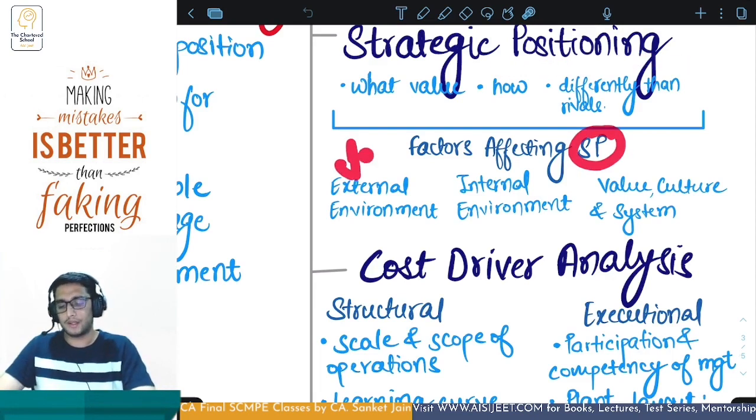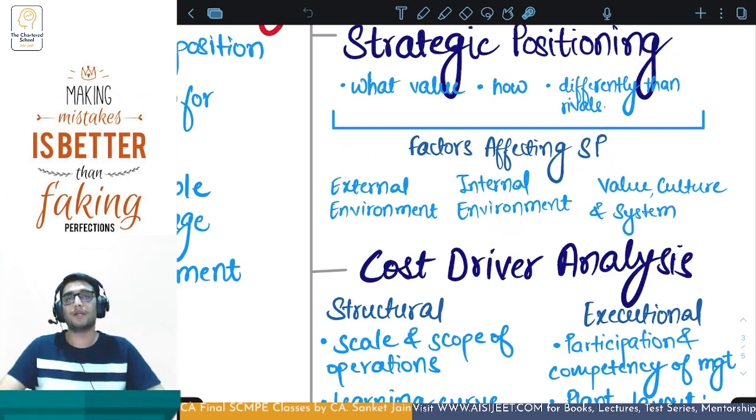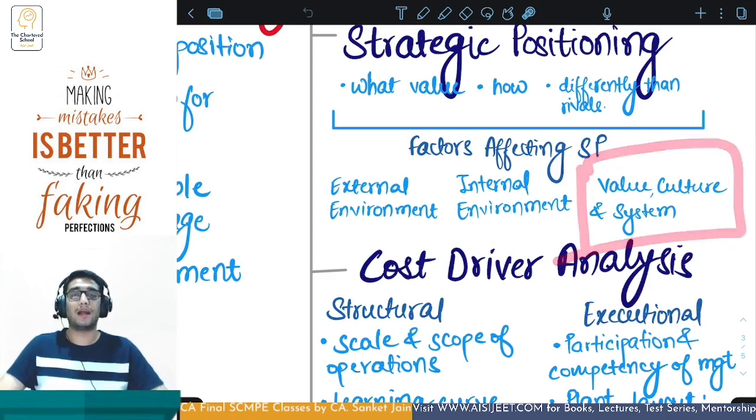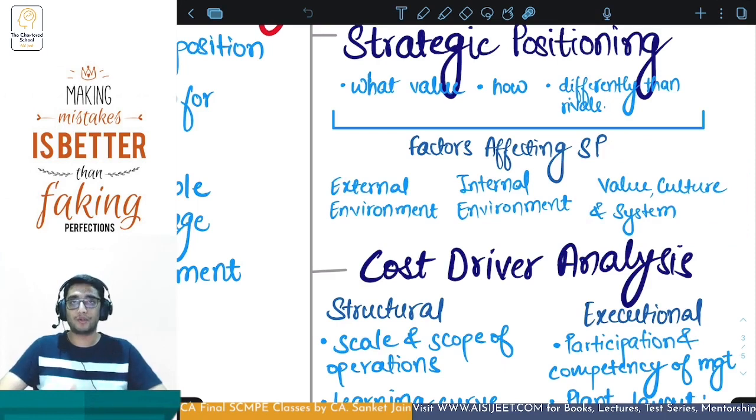Then there is the internal environment: your productivity, your delivery timing, your yield, everything comes into the picture. And the last one is value, culture, and system. What kind of values do you have in your organization?